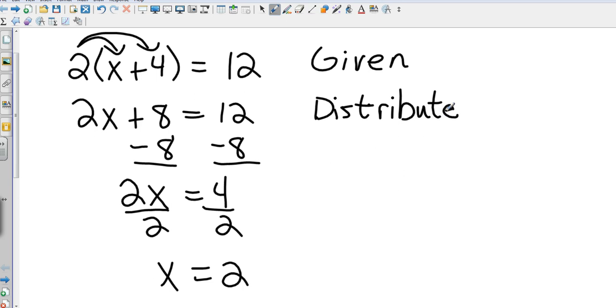Okay, did the distributive property. I'll just put distribute, that's fine. And then in the next step, we did the subtraction property.